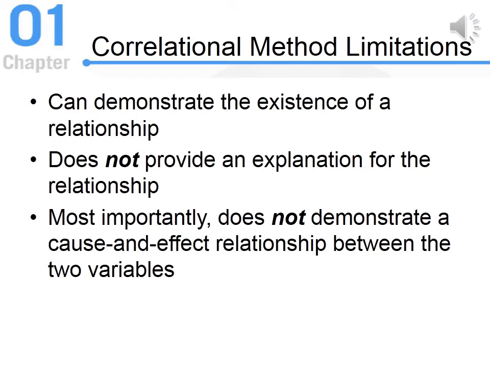There are limits to the utility of a correlational method, however. It's incredibly good at demonstrating the existence of a relationship, but it cannot provide an explanation for that relationship, and most importantly, it cannot demonstrate a causal relationship. That is, it can't tell you what caused what.